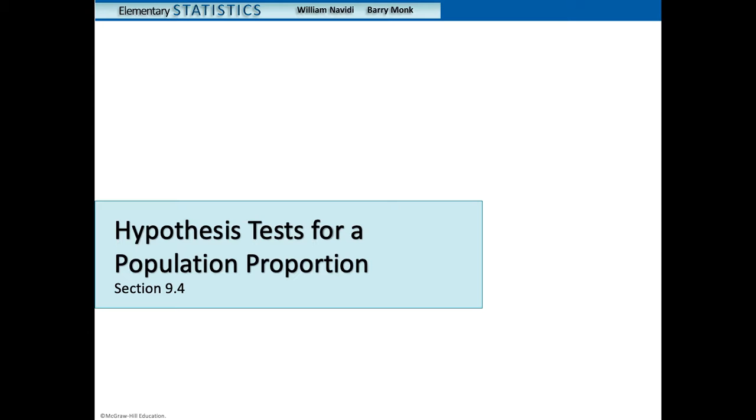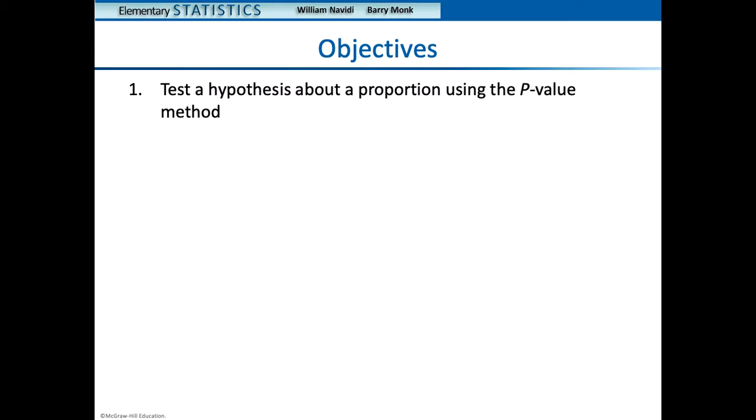It still involves establishing our hypotheses, computing a test statistic, finding a p-value, and comparing that p-value to our value of alpha in order to make a decision. The main difference is that because we're doing it for a proportion, the formula for the test statistic comes from the central limit theorem for the proportion. So let's dive in and cover how to use the p-value method to test a hypothesis about a proportion.